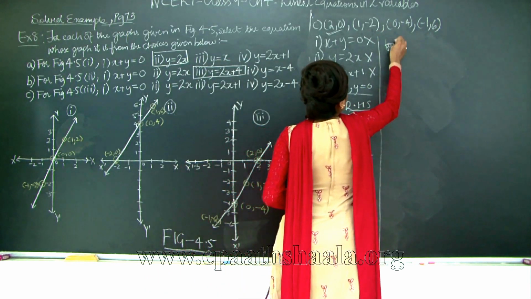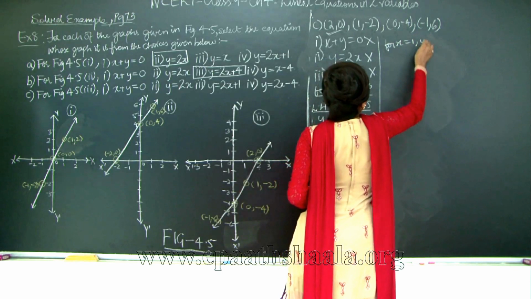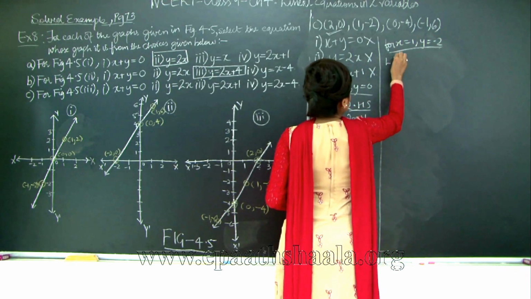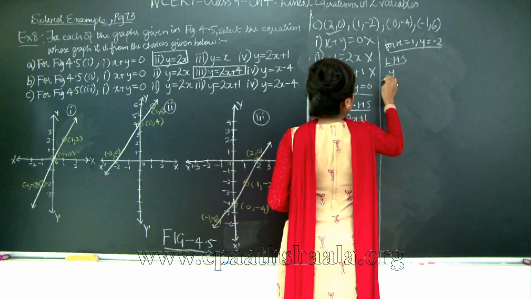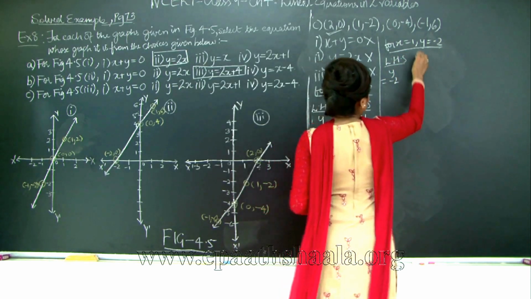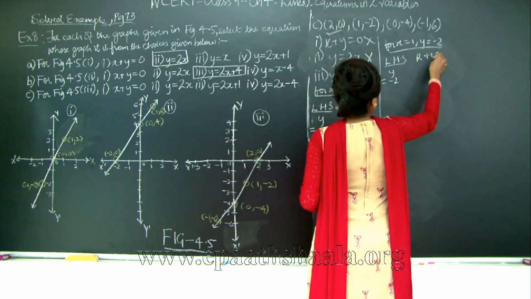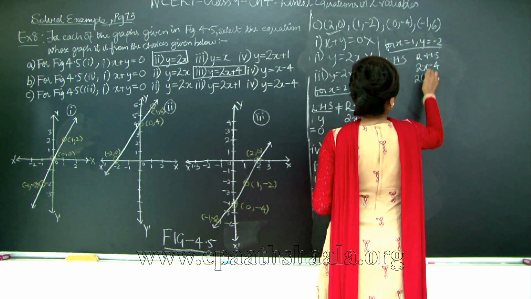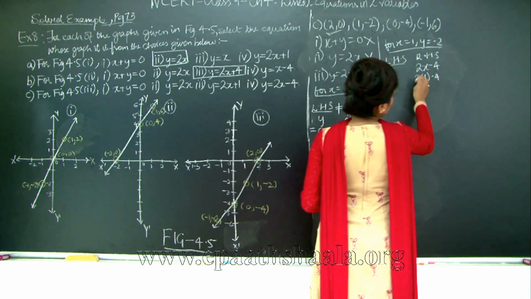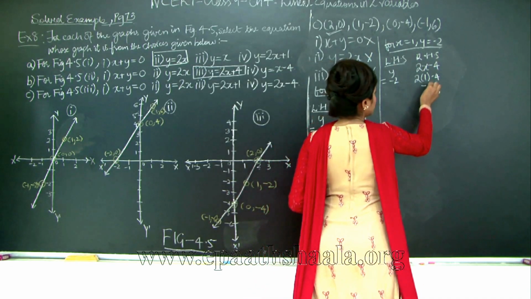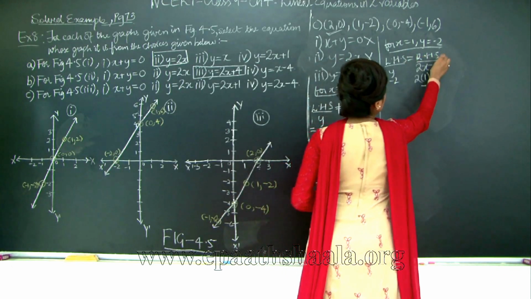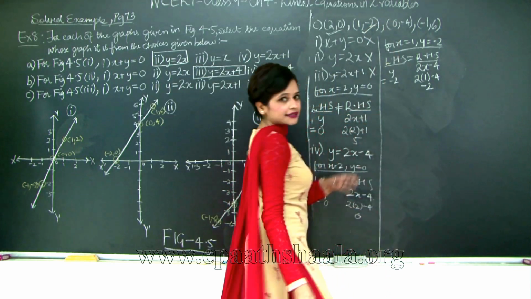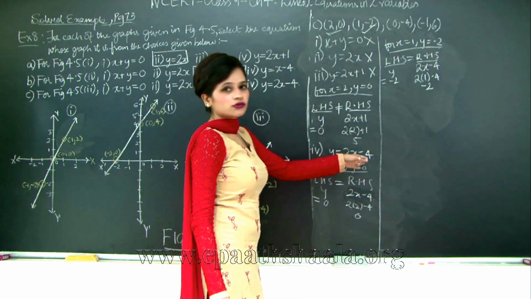For x is equal to 1 and y is equal to minus 2, my left hand side is y, which is equal to minus 2, and my right hand side is 2x minus 4, which is 2 into 1 minus 4, which is 2 minus 4. So 2 minus 4 is minus 2. Therefore, the left hand side is equal to right hand side. This coordinate is lying on my equation y is equal to 2x minus 4.